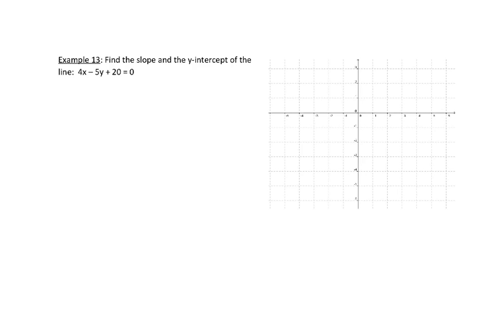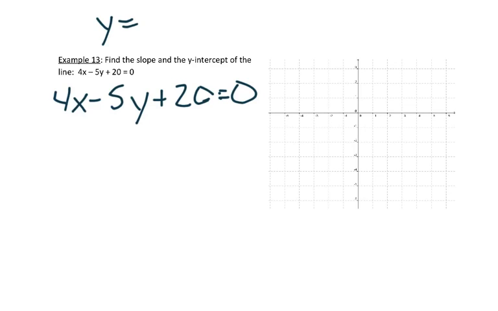So in example 13, it says find the slope and the y-intercept of this line. Now this is in standard form, which means it's not in the right form for us. Remember, we want y to be by itself in order to graph. So the first thing we would do is subtract 20 from both sides.